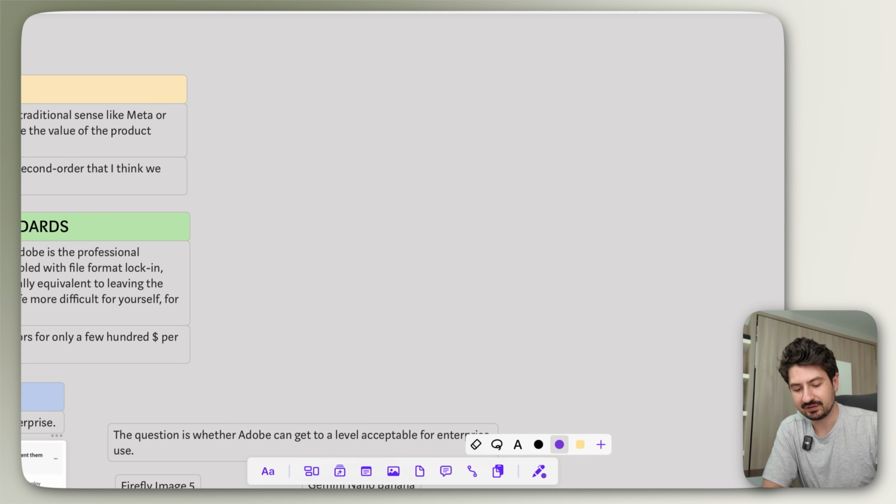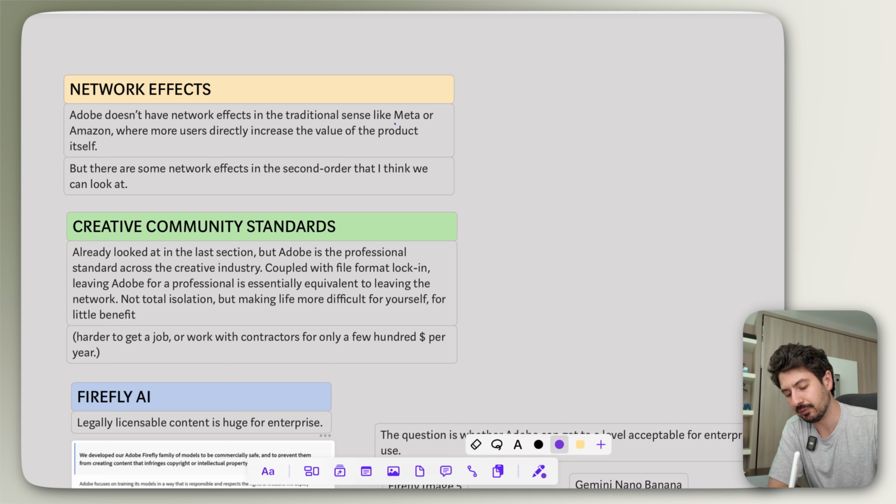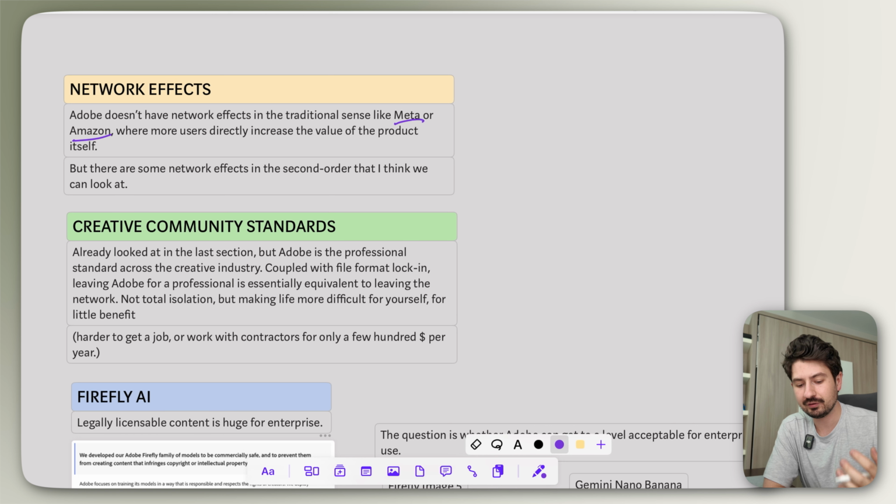Okay, network effects. Now, just so that we're all on the same page, a network effect is when your product becomes more valuable by having more users. Now, Adobe doesn't have pure network effects in the way you might think about Meta or Amazon or some other sort of marketplace, but there are some second order network effects.